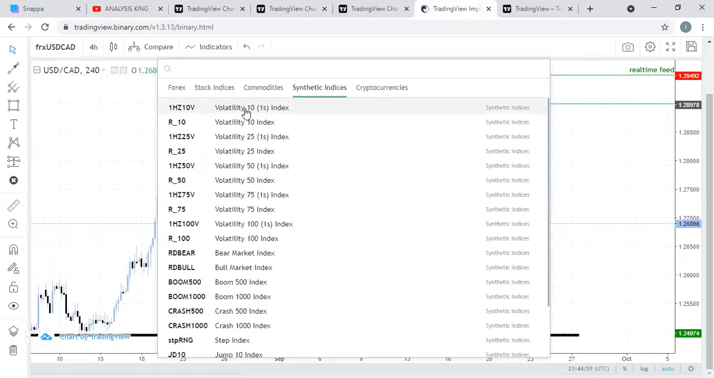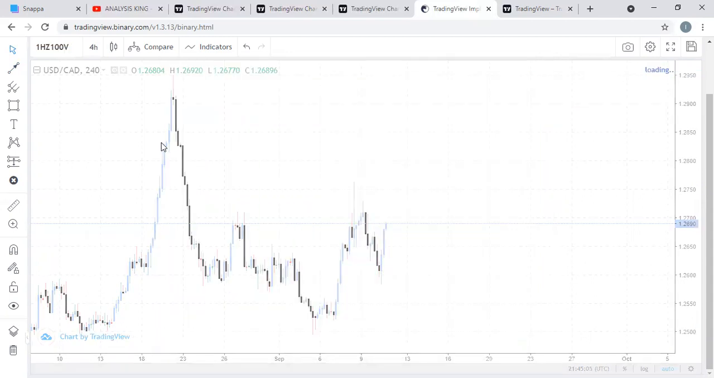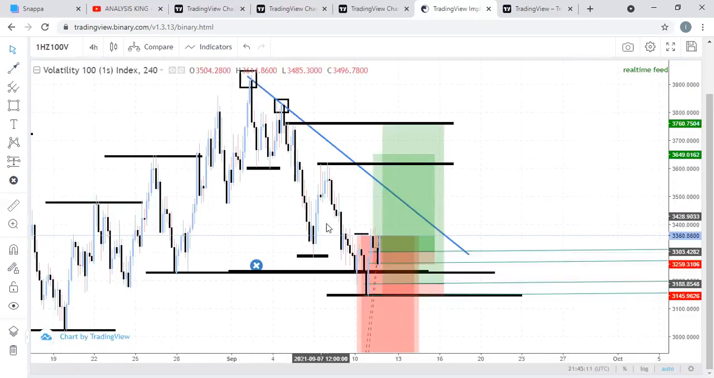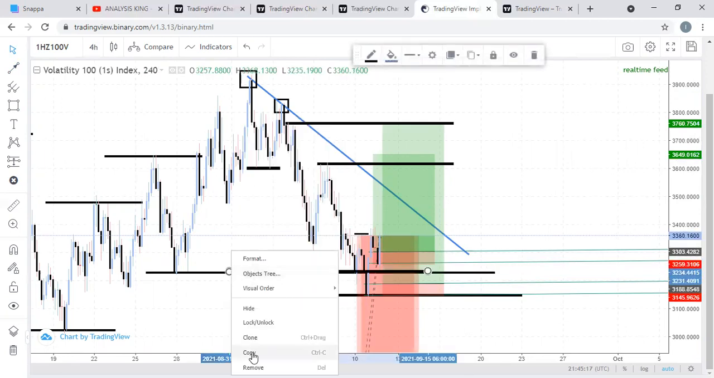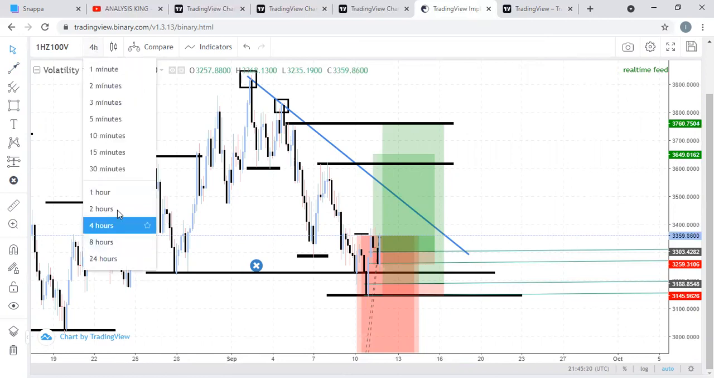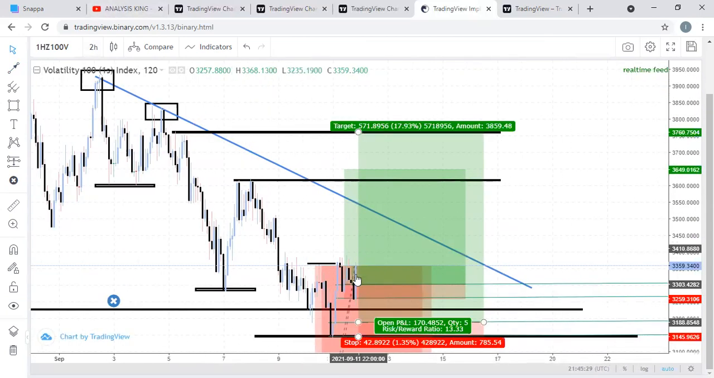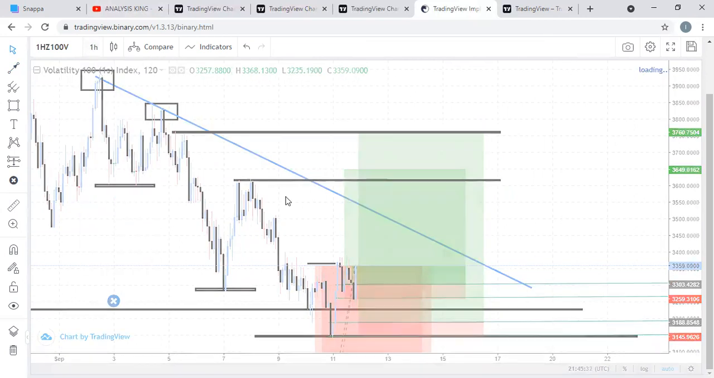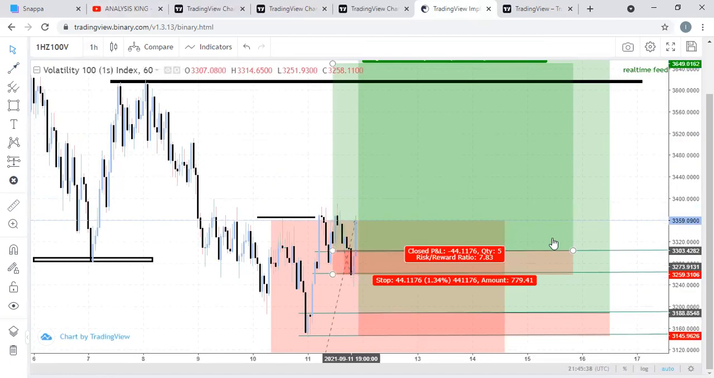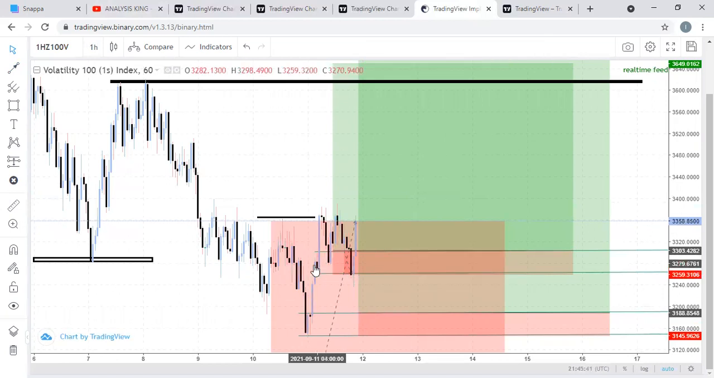So I'm waiting for a sell position, or sorry, a buy position on VIX 100. I'm actually looking for a buy position on VIX 100, right? Although we can see that VIX 100 is buying, it didn't come back to the position where I was looking to buy. I took a buy position around this region, but I got stopped out, right?